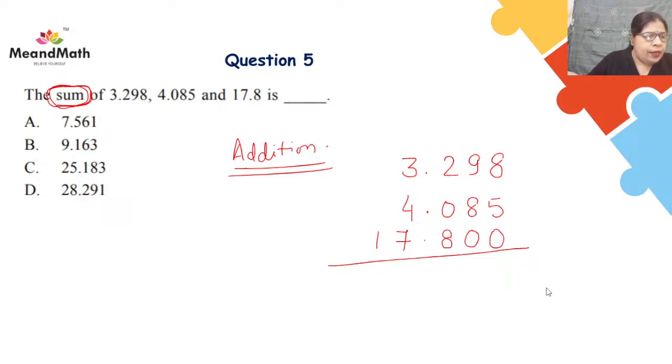Let's see. On adding, what do we get? 8 plus 5 is 13. Carry 1. 9 plus 8 is 17, plus 1, that is 18. Carry 1. 8 plus 2 is 10, plus 1, it is 11. Carry 1. 7 plus 4 is 11, plus 3 is 14, plus 1 is 15. Carry 1. This is 2. So the correct answer here is C.